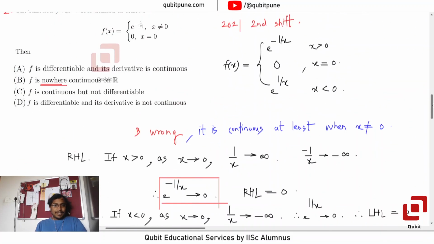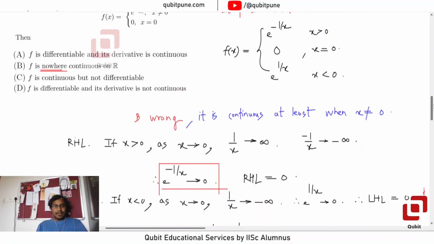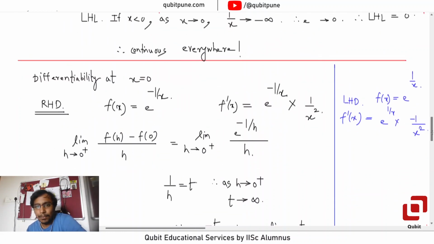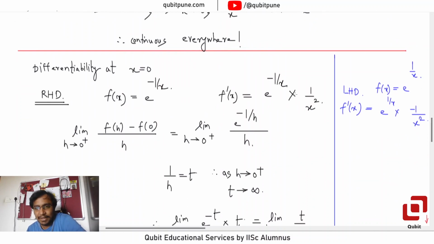Whew, okay, so at least we have proved that it is differentiable at 0, and of course it is differentiable everywhere, so not differentiable is also not true. Now we have to see whether its derivative is continuous. How to check that? Go back to the derivative, left hand and right hand derivatives, and evaluate their limits.